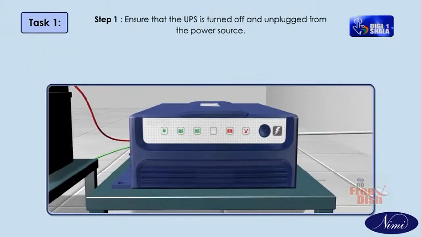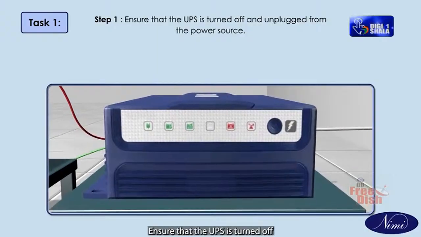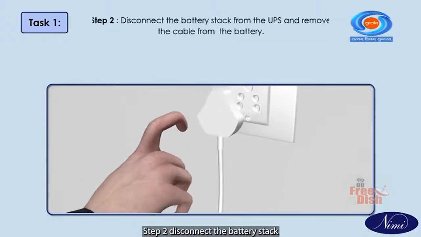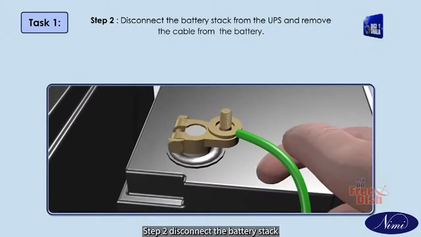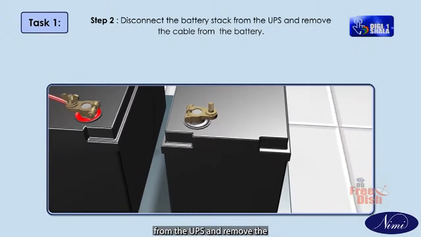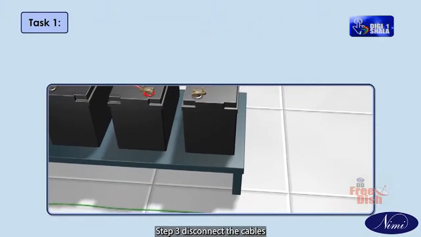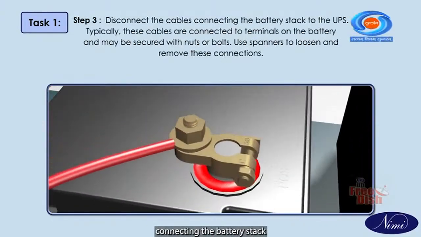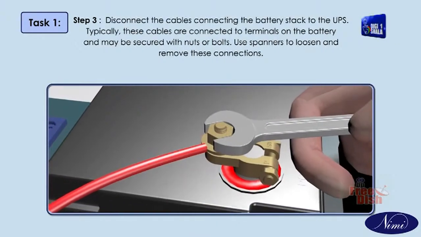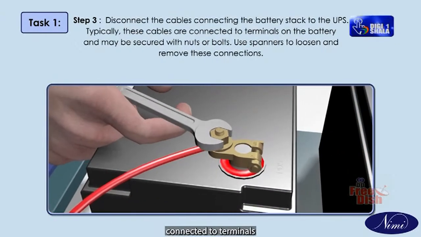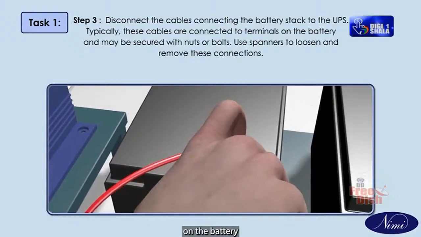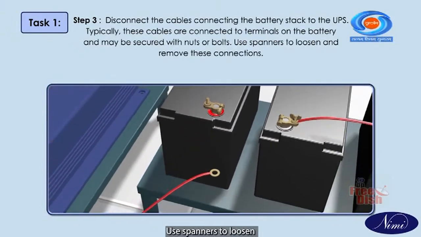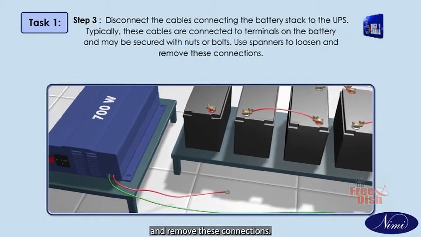Step 1. Ensure that the UPS is turned off and unplugged from the power source. Step 2. Disconnect the battery stack from the UPS and remove the cable from the battery. Step 3. Disconnect the cables connecting the battery stack to the UPS. Typically, these cables are connected to terminals on the battery and may be secured with nuts or bolts. Use spanners to loosen and remove these connections.